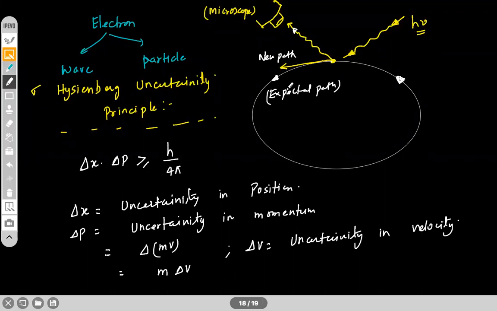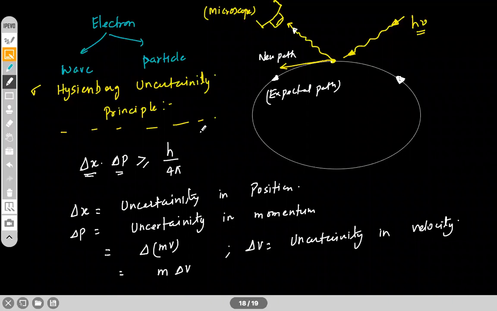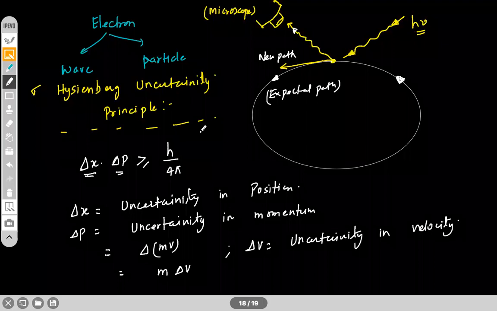Okay, so this is what Heisenberg said, that you cannot find out the exact position and exact momentum of the electron simultaneously, right? If you find out position, momentum you cannot find out. If you find out momentum, then the position will be changed. So both you cannot find out at the same time. And he has given a relation that the uncertainty in position and momentum should follow. This is the Heisenberg uncertainty principle. Yes, it absorbs energy, changes its path, and hence its velocity also changes.